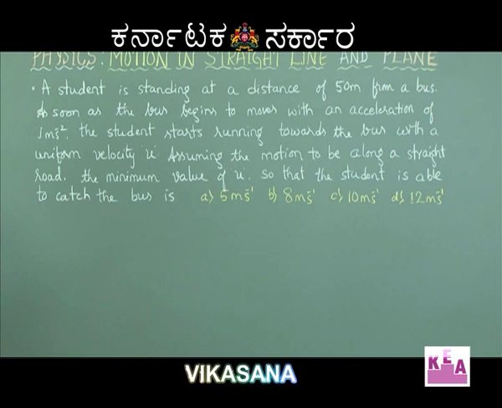Let's take up a beautiful question, dear students. A student is standing at a distance of 50 meter from a bus. As soon as the bus begins to move with an acceleration of 1 meter per second square, the student starts running towards the bus with a uniform velocity u. Assuming the motion to be along a straight road, the minimum value of u so that the student is able to catch the bus is: options 5 meter per second, 8 meter per second, 10 meter per second and 12 meter per second.